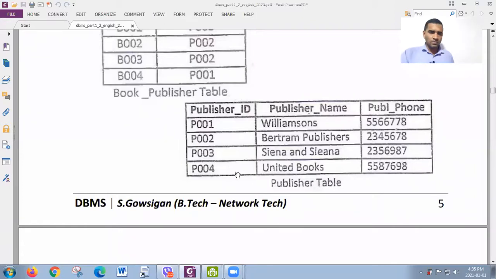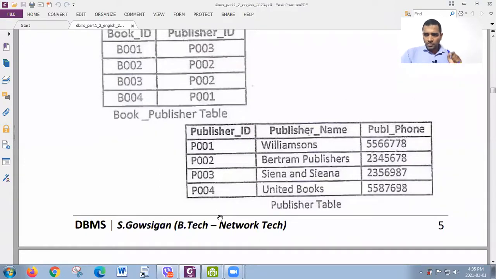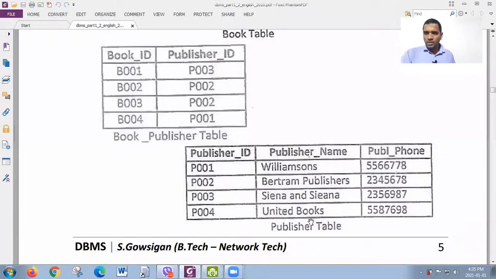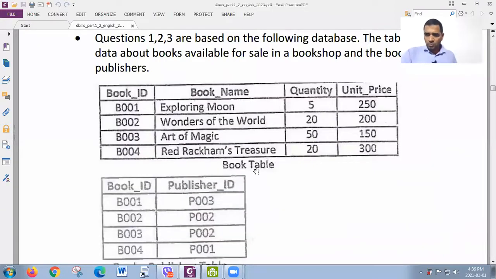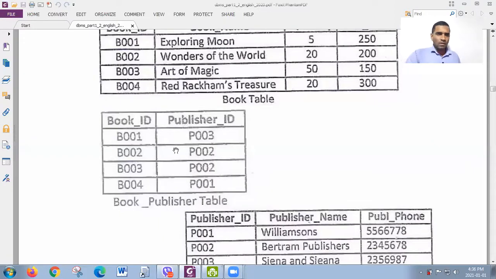So here the priority must be given to publish ID because that may be the number which can identify every publisher uniquely. Sometimes a publisher may not have a phone number. It is possible, right? One publisher may not have any phone number. So in this instance, how can you identify that particular publisher? It's tough. So go with publish ID. Okay, so publish ID is the primary key in the publisher table. Book ID is the primary key of the book table. In book publisher, you have a composite key.